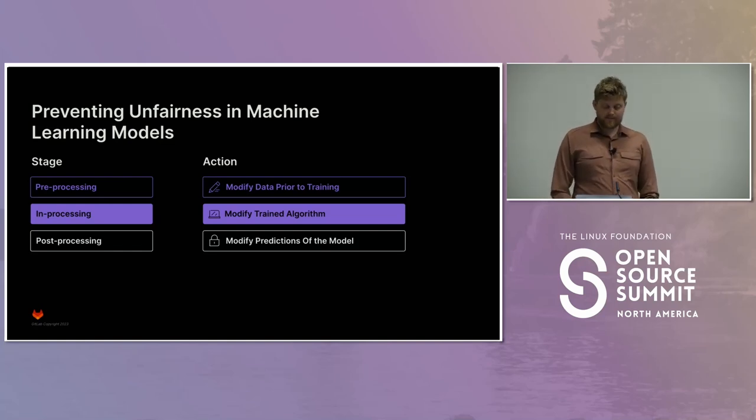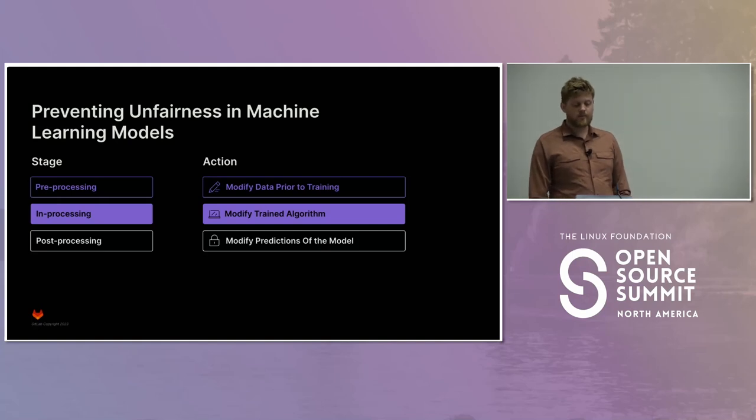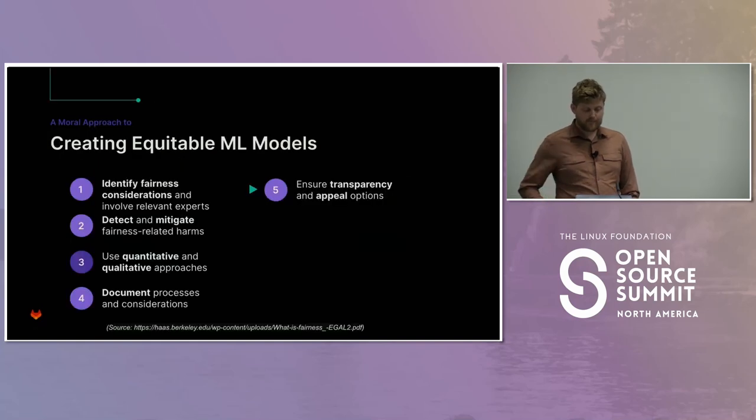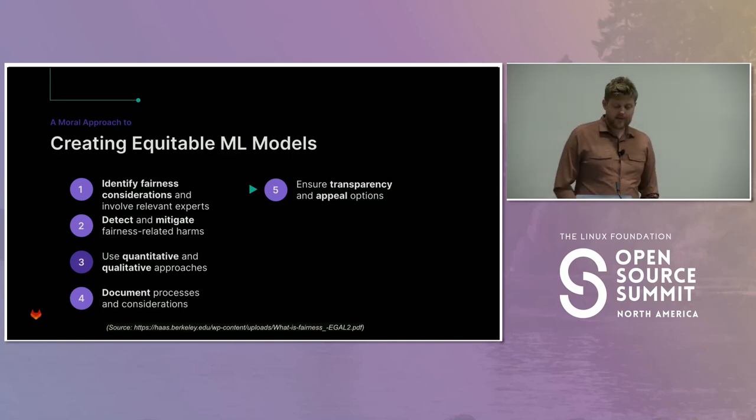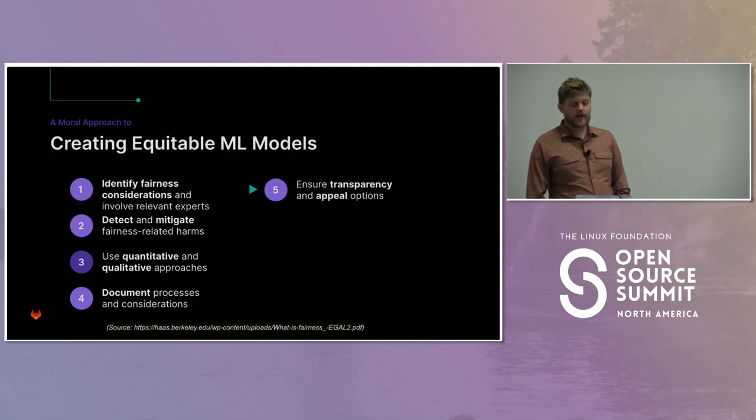Rather than trying to create perfectly fair models, by involving experts, using quantitative and qualitative approaches, and ensuring transparency and appeal options, we can work towards creating a more equitable machine learning model. So, creating equitable machine learning models. In order to create equitable models, it is essential to take a moral approach that incorporates fairness in its consideration.